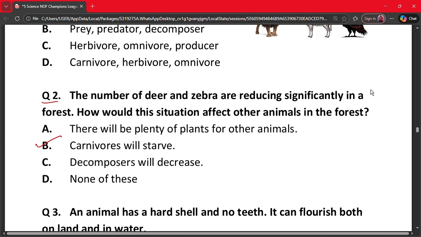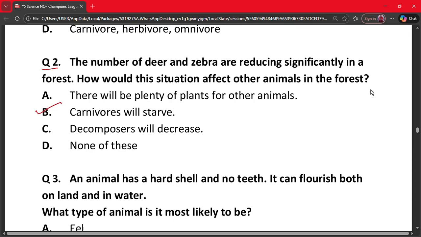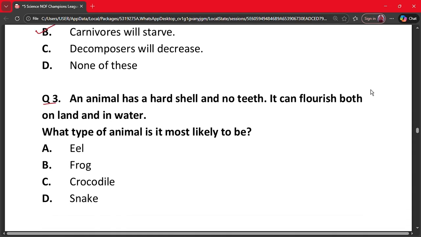Carnivores like lions depend on deer and zebra for food. If their numbers drop, predators will struggle to get enough food and may even die or migrate. Our next question is question number 3.